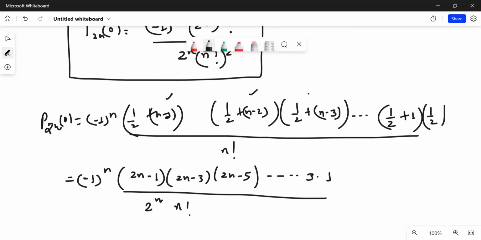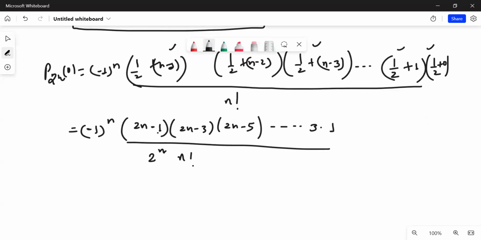And how many brackets are these? These are n brackets. Remember, n minus 1, n minus 2, n minus 3, 1, and this is 0. So from 0 to n minus 1, how many counts are there? N. So there are in totality n brackets. Is that clear to you, beta? And what you can do, you just multiply.